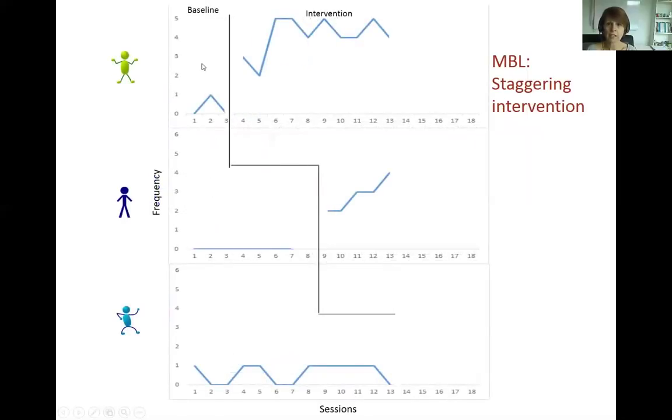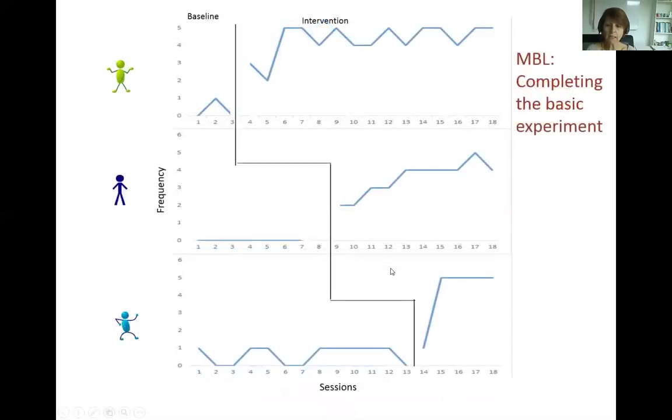All right. So now we're going to introduce intervention for Mary, our second participant. So we've continued it with the first participant, and he's going along nicely. He's staying at a nice high frequency of two-word combinations. And you can see with Mary, hers is starting to increase as well. Now with John, we've kept him in baseline because we still want to be sure that it's the intervention and not something else that's resulting in the change. And then finally, we introduce intervention for our final participant, in this case, John.